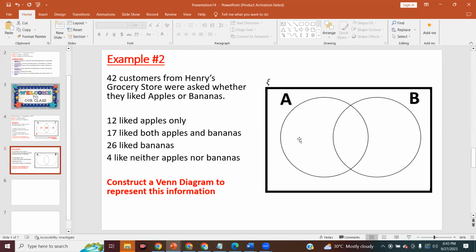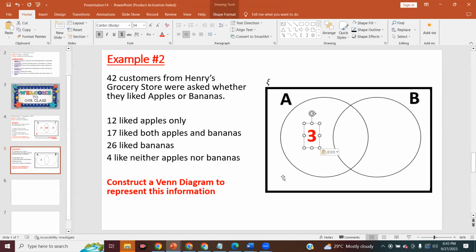What number goes in this? 12. Why 12? Because it says apples only. 12 only. Because it says apples what? Only, right? Very good. Since it says apples only, and "only" is very important, you're going to put 12 here. All right.